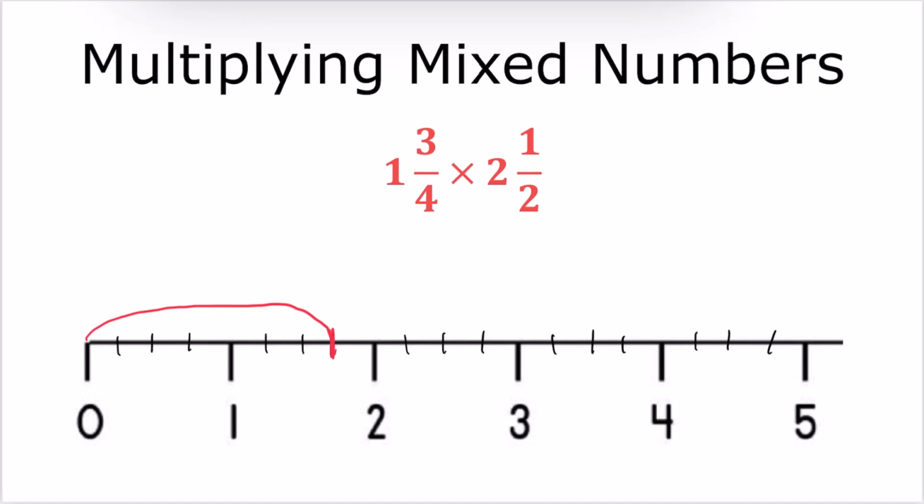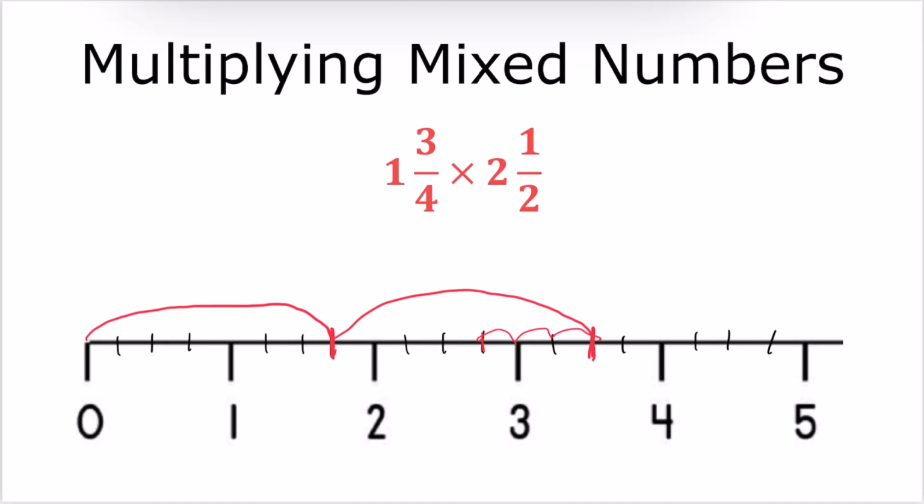And then if I make a second copy of 1 3/4, well, going 1 unit from 1 3/4 will take me to the 2 3/4 mark. And then I'll need to go 3 more fourths after that. So that's going to be this mark right here. And then the next thing I need to do is make a half of a copy. So I'm going to do this one at a time.